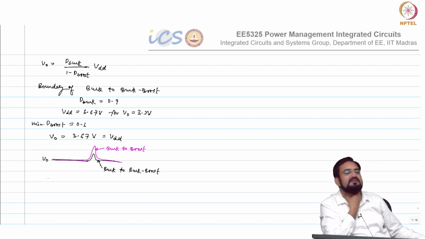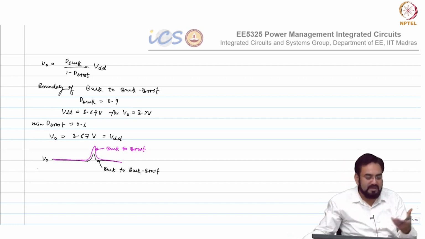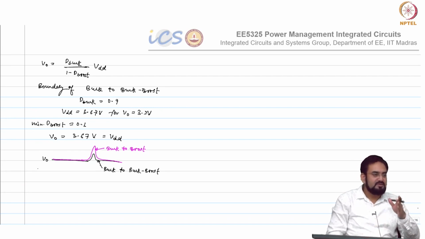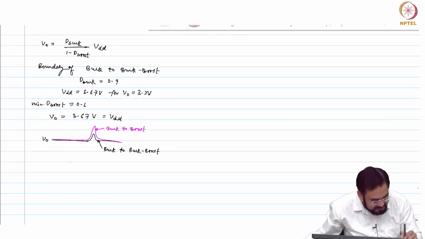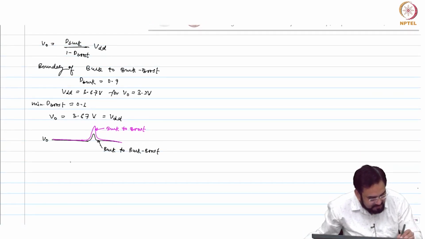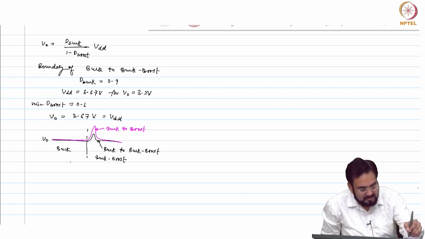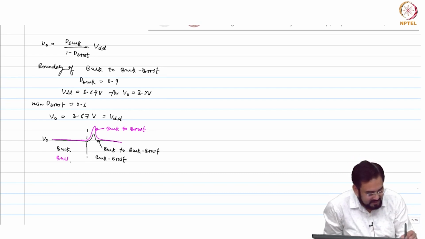How can I fix this? Yeah, you reduce the Dbuck. Okay. So what will be the condition for that? I mean, how do I know how much Dbuck is required here? At the boundary, on the left hand side, so let us say you are at the boundary. So this is buck, this is buck boost, and for this guy buck boost. Okay.